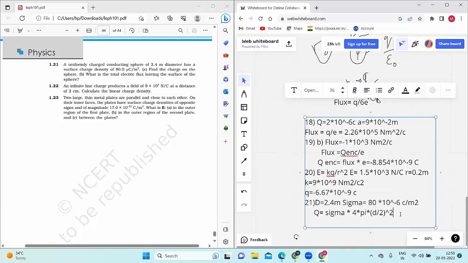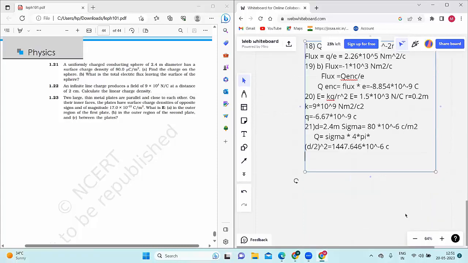The area of a sphere is 4 pi r square, but we wrote it in terms of diameter, so the 2 gets cancelled. By substituting the value of sigma and diameter d, we'll get the charge as 1447.646 into 10 power minus 6 coulomb.